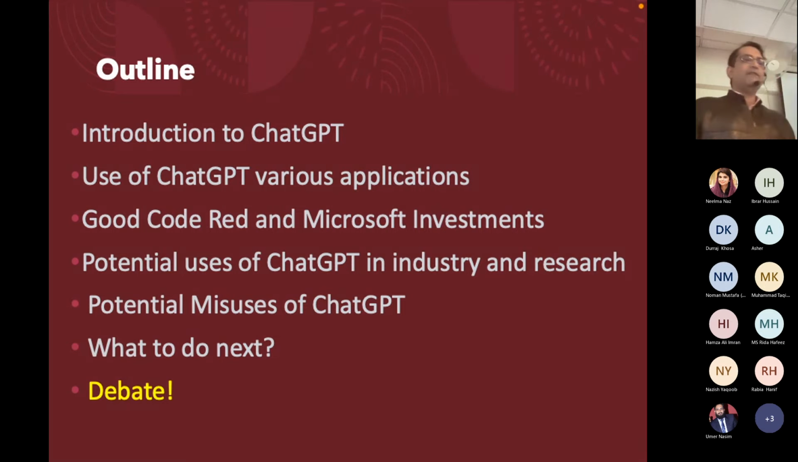And then potential misuses of ChatGPT, like any other invention, there are always possible to have misuses of this. And what to do next? Now, this is a technology which has already arrived. It is not going to vanish in near future. So let's build on the top of that. And in the last 20 minutes, we'll have debates. We will take questions and we will brainstorm how to maximize the profit out of ChatGPT, and how to minimize the cons and the misuses of ChatGPT for our students, for our teaching, for our country, for our nation, for the entire humanity.